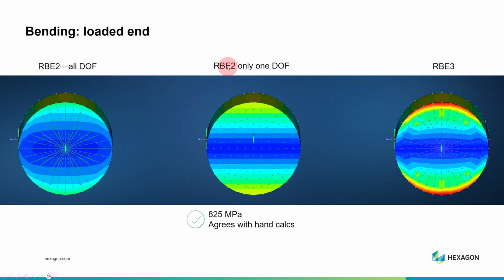In this case, where we have an RBE2 but with only 1 degree of freedom activated, the one that we need to transmit the moment to the nodes, the stress profile is perfect, and the magnitude agrees very well with hand calculations. Look again, the stress contours are horizontal, stress is only varying with the y-coordinate. So why is the RBE2 here, where all degrees of freedom are activated, causing us problems?